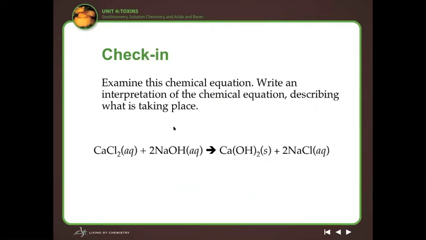Let's check in. How would you interpret that? I'll give you a minute. Okay. Let's see if we came up with the same interpretation.